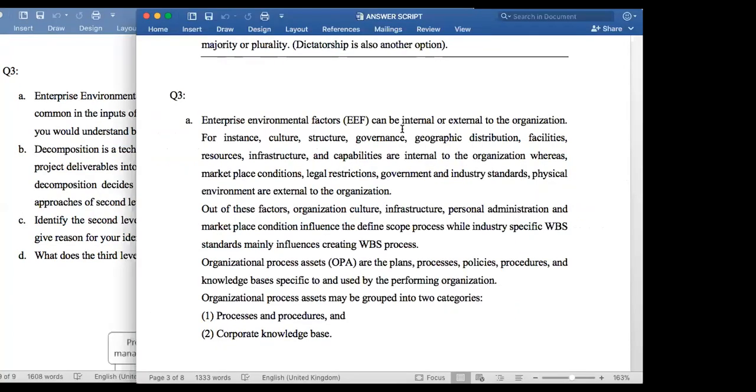Enterprise environmental factors can be internal and external to the organization. For instance, culture, structure, governance, infrastructure, capabilities are internal to the organization. Out of these factors, organizational culture, infrastructure, personnel administration, and marketplace conditions, those are external.